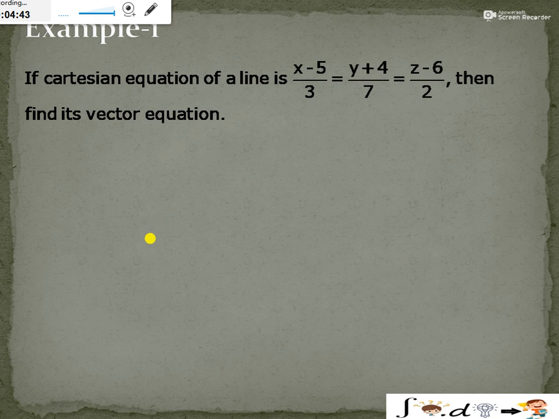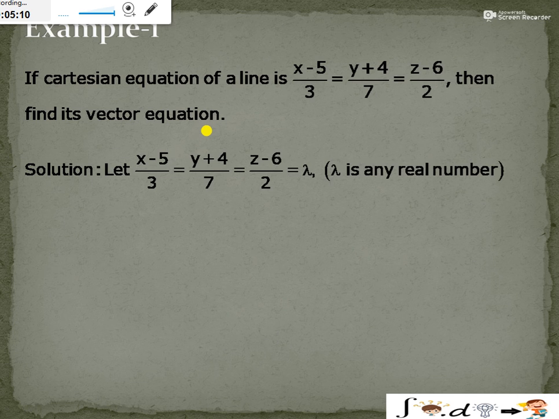And now see the example. If the Cartesian equation of the line is x minus 5 by 3 is equal to y plus 4 by 7 is equal to z minus 6 by 2, then find its vector equation. वेक्टर इक्वेशन गिवन है तो उसको कार्टेशियन फॉर्म में कन्वर्ट करना है, और कार्टेशियन फॉर्म गिवन है तो उसको हम वेक्टर फॉर्म में कन्वर्ट कर सकते हैं. So first of all, we have to consider this x minus 5 by 3 is equal to y plus 4 by 7 is equal to z minus 6 by 2 is equal to lambda.